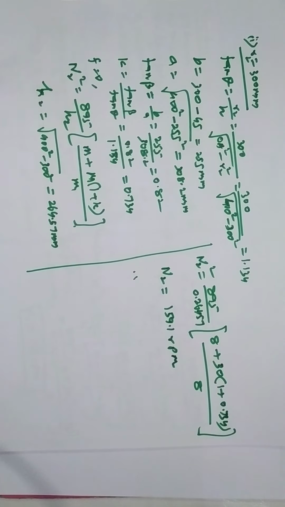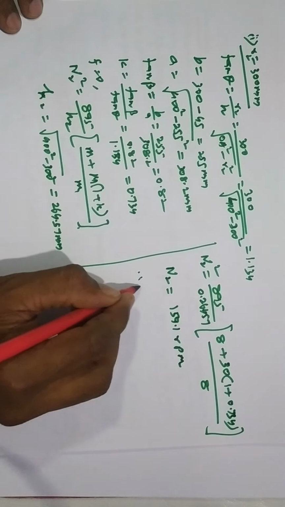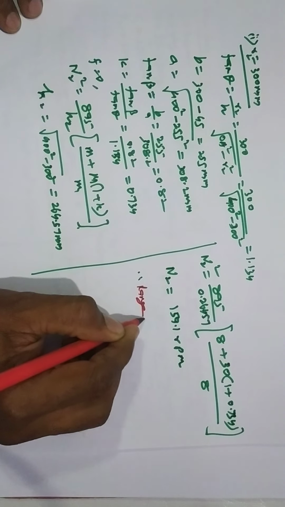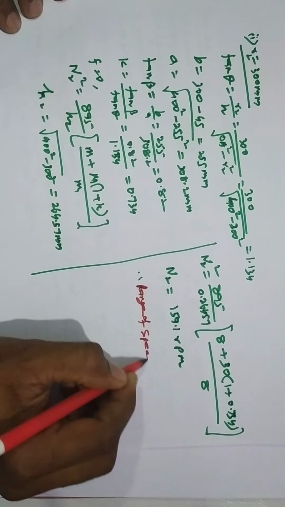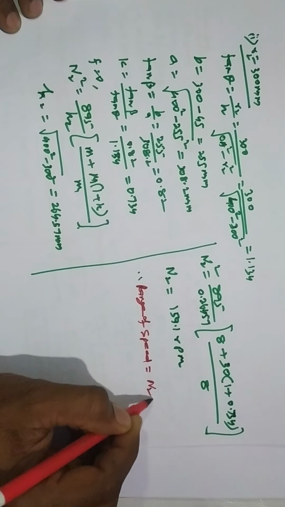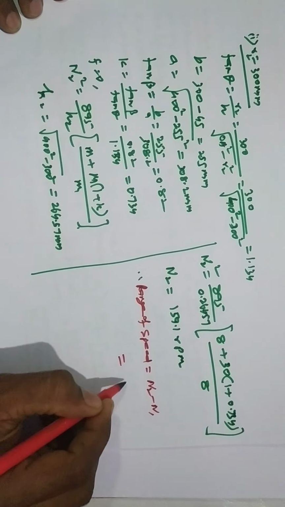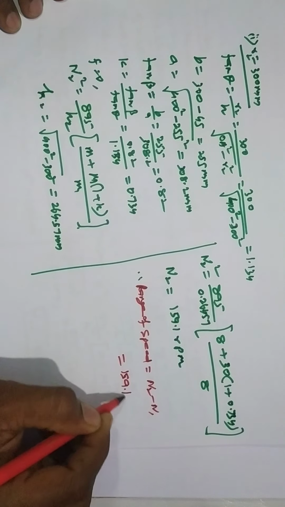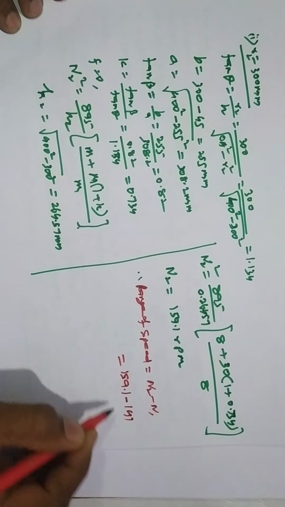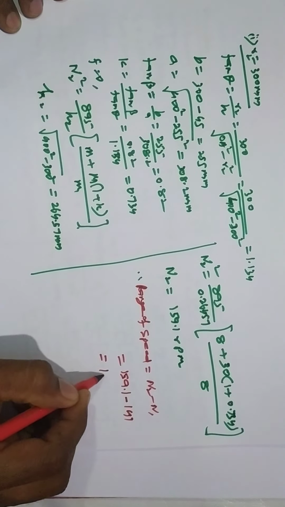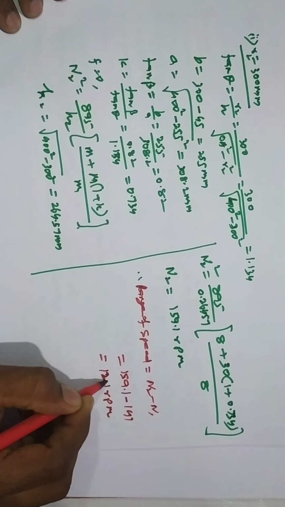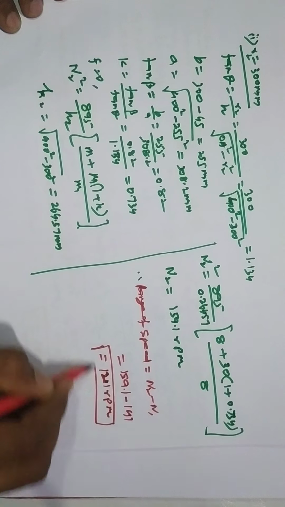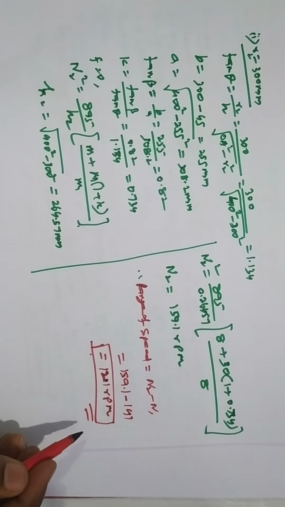So therefore the range of speed is equal to n2 minus n1, that is 159.1 minus 147, so you are getting 12.1 rpm. So this is called the range of speed. This is the answer for the question.